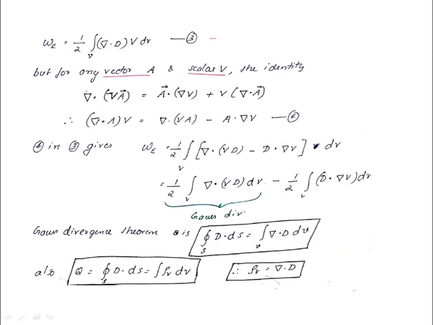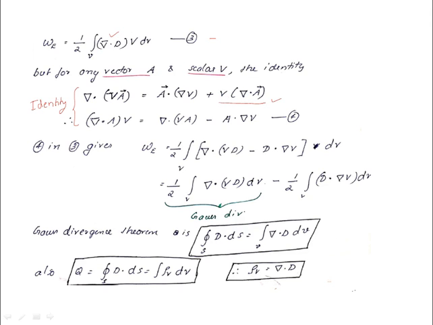Now I have to use one identity. This is a mathematical identity. To proceed further, just write down del dot V into A. V is a scalar quantity and A is a vector quantity. So it will be equal to A dot del V plus V into del dot A. This you have to memorize somehow, right? So which of this term is similar to this term over here? It is this term, right? So del dot A, similarly del dot D, and V is outside.